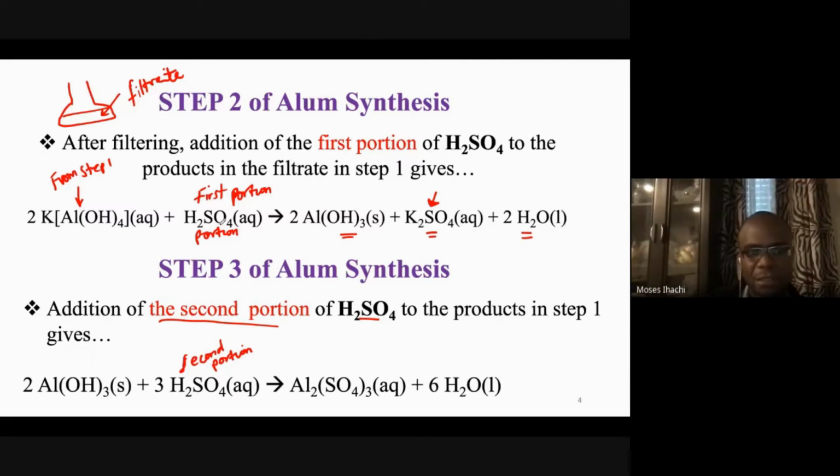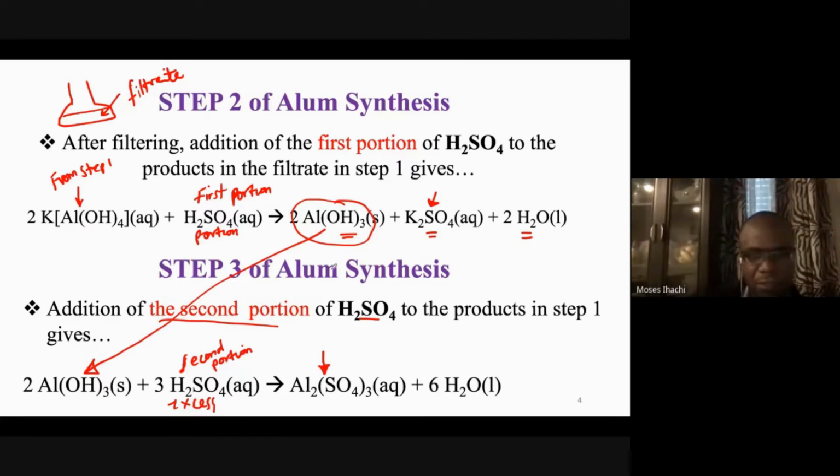Now, in step 2, you've not added a lot of sulfuric acid. So what this does is just give you the aluminium hydroxide and potassium sulfate. So adding more sulfuric acid, the aluminium hydroxide is going to be converted to aluminium sulfate, because now the acid becomes an excess. The equations are balanced already.